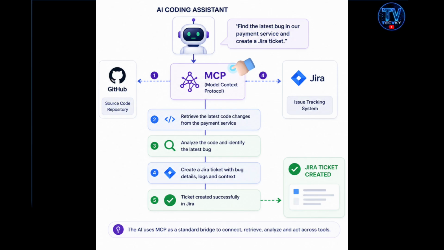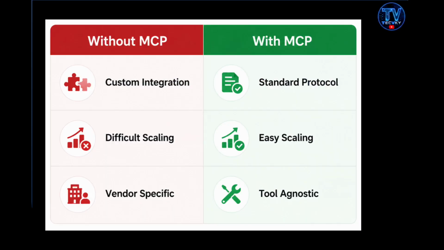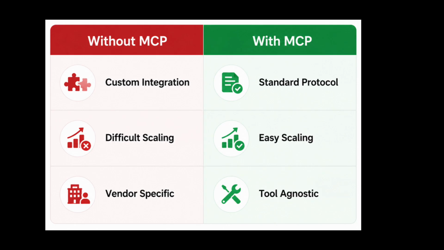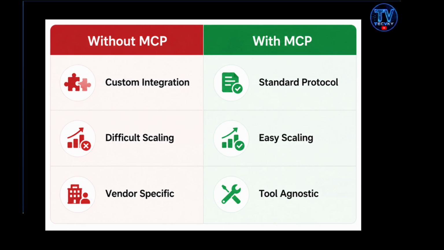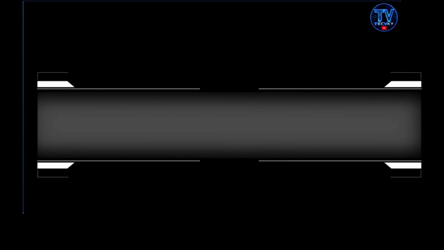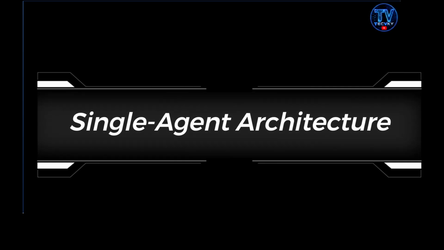Okay. So whenever you hear something talking about AI agents connecting to enterprise systems, remember this. The AI provides intelligence, MCP provides connectivity, and together they enable AI to interact with the real world. Now that we understand how AI connects to external systems using MCP, let's look at one of the simplest AI agent designs, the single agent architecture.